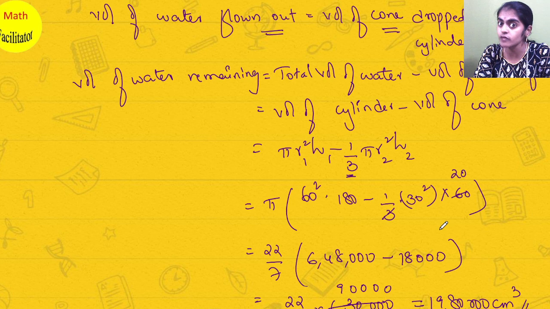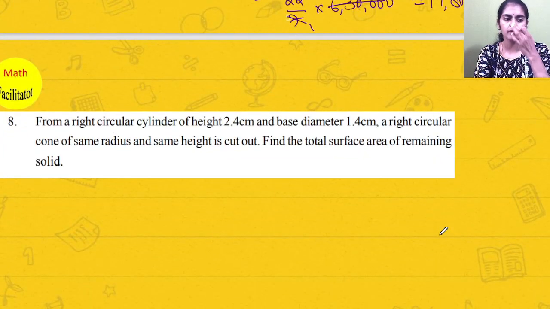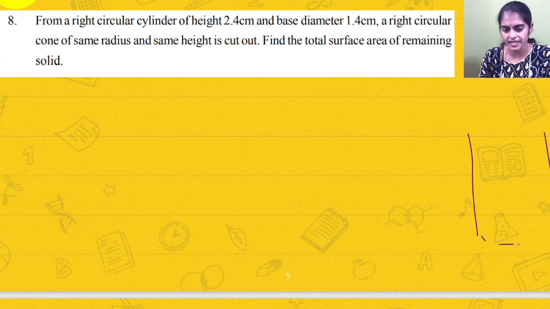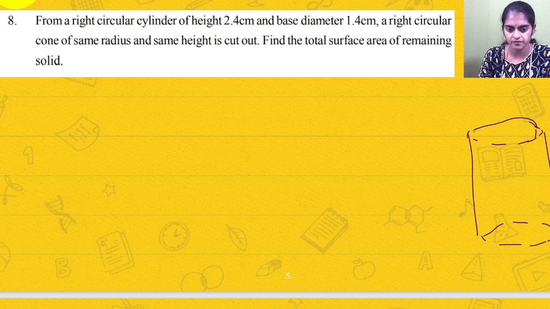Now volume of the remaining water is total volume of the vessel minus whatever volume of the water has flown out. Okay, now the next one: from a right circular cylinder of height 2.4 and base diameter, a right circular cone is cut. So you have a right circular cylinder now. So from this right circular cylinder I have a cone cut.